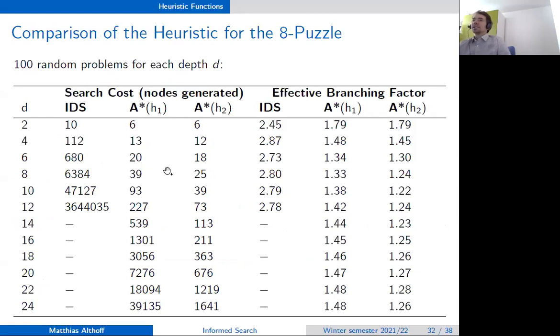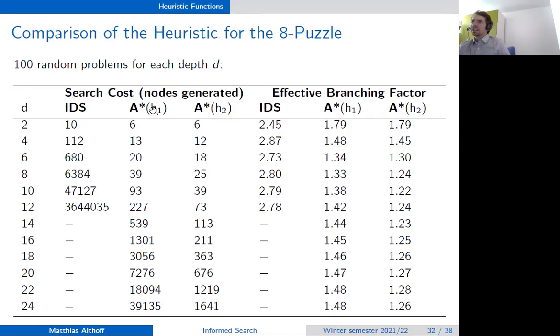So let's look at the example where we have computed the solutions of the 8 puzzle for 100 random scenarios. So we have 100 random initial states. And then if you look at iterative deepening search for search depths of 2, on average, we required 10 nodes. For search depths of 4, we have 112 nodes and so on. And for depths of 12, we already have more than 3 million nodes. So we cannot continue beyond that because we're running out of memory.